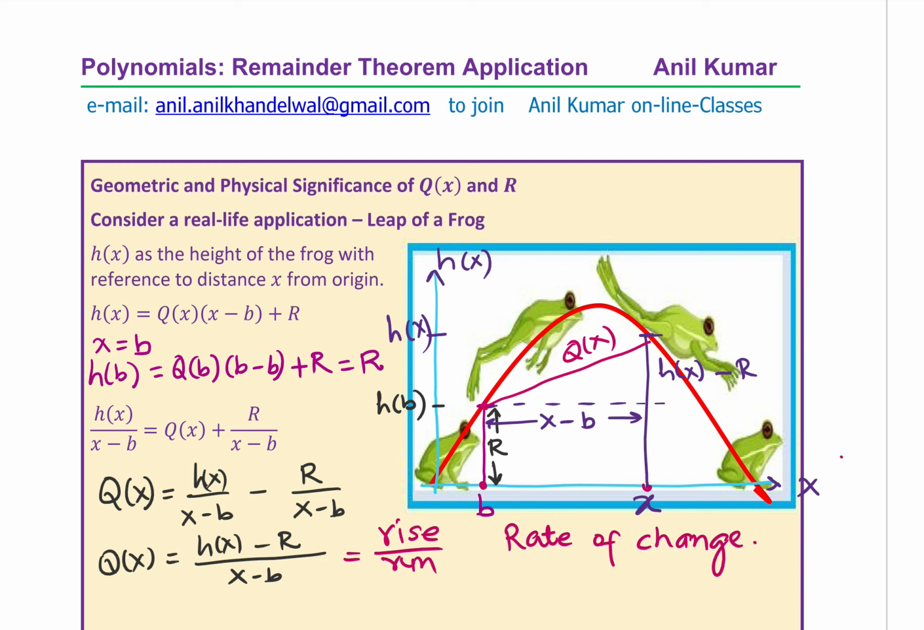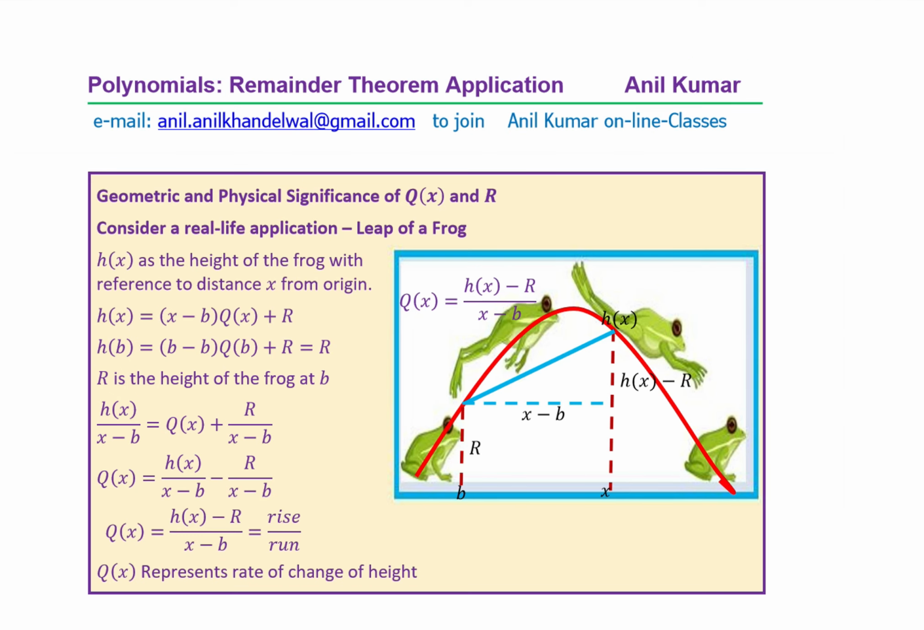So let me summarize all this learning in a neat solution. Now let's look into this once again. We are looking into the geometric and the physical significance of the quotient and the remainder. In this situation, we have taken the leap of a frog as an example to illustrate. Let h of x be the height of the frog with reference to distance x from origin, right?